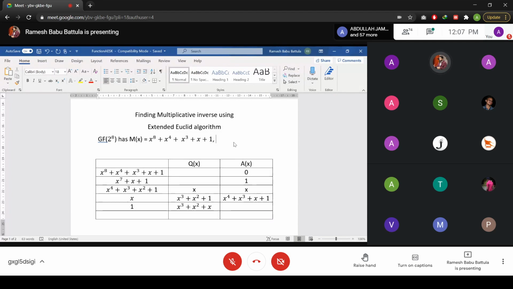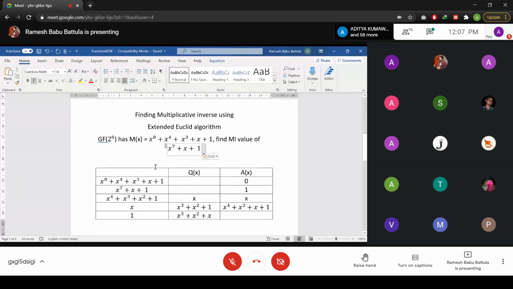That value we are calling X to the power 7. Find the MI value of this one. So we are finding a multiplicative inverse value for this one, so you have to choose this irreducible polynomial. And here this one you can treat as R(x), the remainder of x.